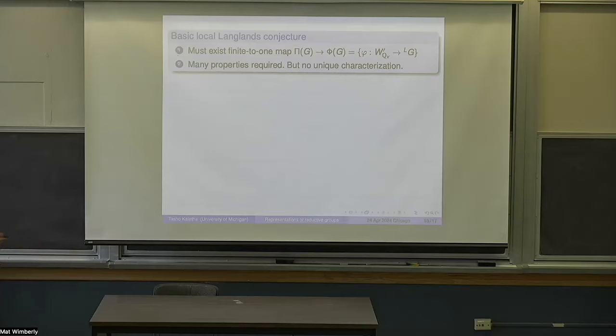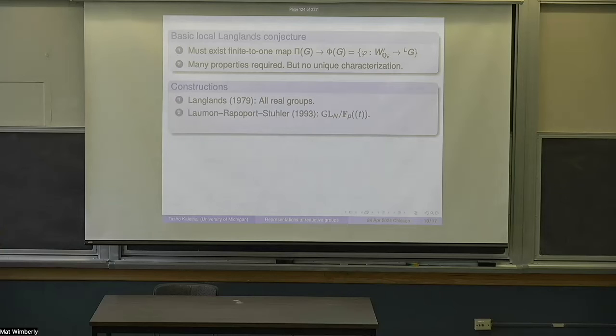But nonetheless, that didn't prevent people from making constructions. Langlands made a construction for all real groups. For p-adic groups, the progress was much slower. And Laumon, Rapoport, and Stuhler were able to treat the group GL_n, n by n invertible matrices, over local function fields in '93. And then in a famous theorem from 2001, Harris and Taylor, and then Henniart shortly thereafter, treated the same group over the p-adic numbers.